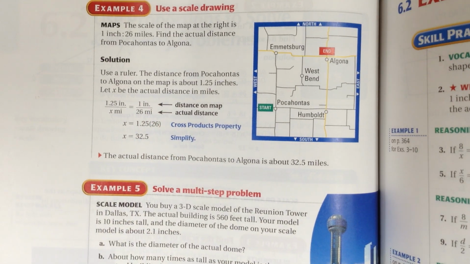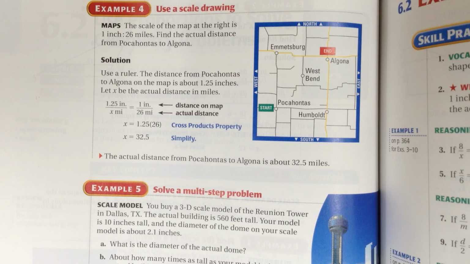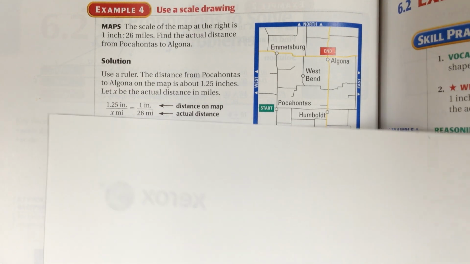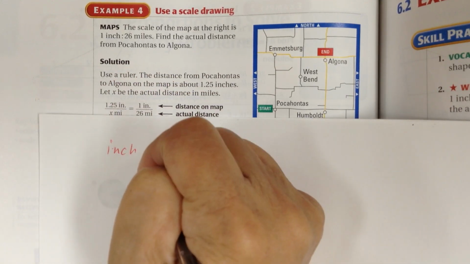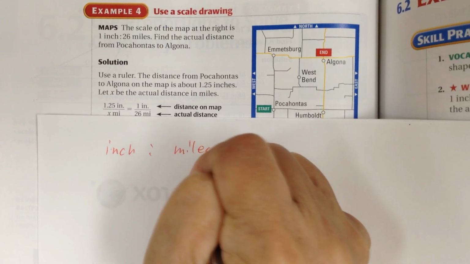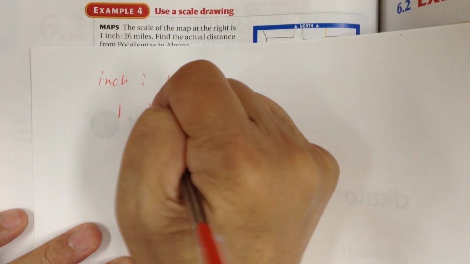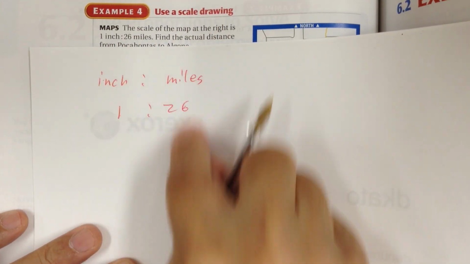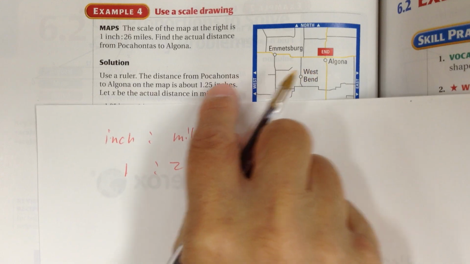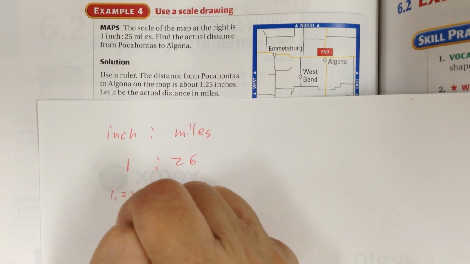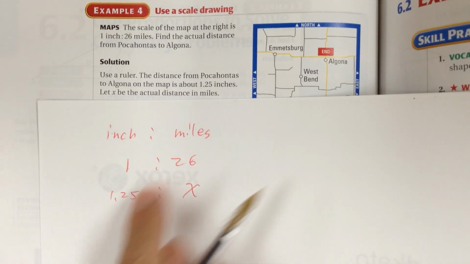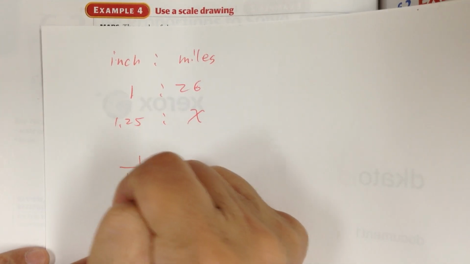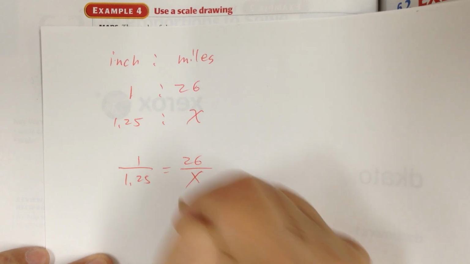So again, when you're doing a proportion, if you don't know what to do, another way to do this kind of problem is you write down the labels. So you have inch to miles. Originally given is 1 to 26. So you write down the label and you line things up. And when you measure it, you measure 1.25, and you're looking for how many miles that is. Once you write down this information, whatever you see, that's your equation. So you got 1 over 1.25 equal to 26 over x.